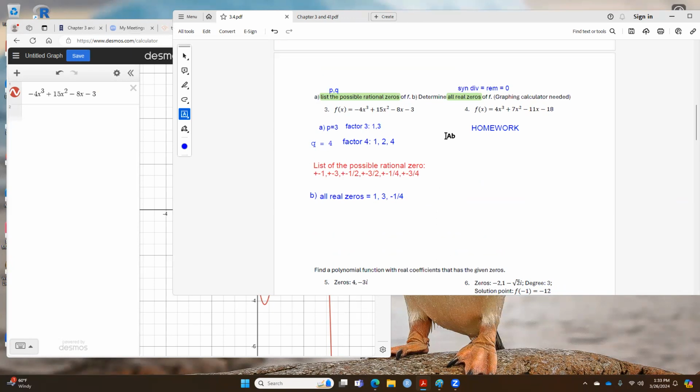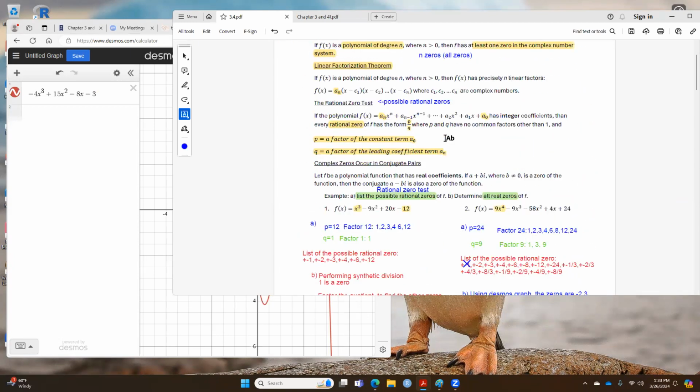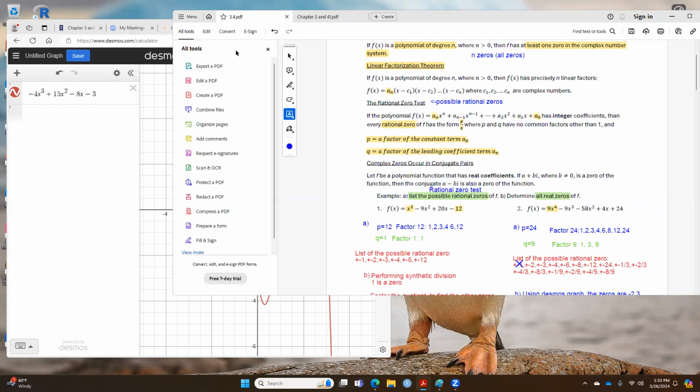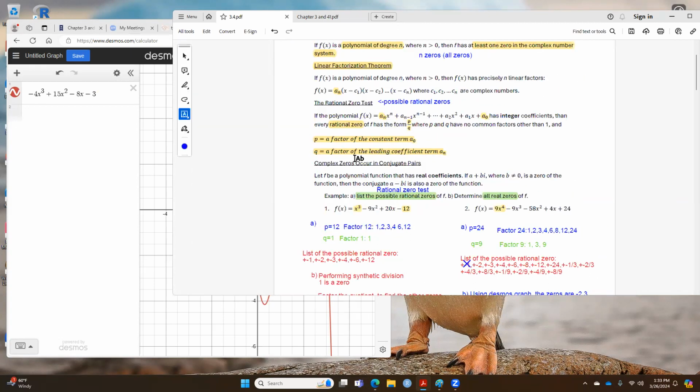Okay. All right. So we still have one more theorem left here. So this is a theorem that we have left. So we're going to choose the last theorem here. A very important theorem. This theorem is called the complex conjugate zero pair theorem.